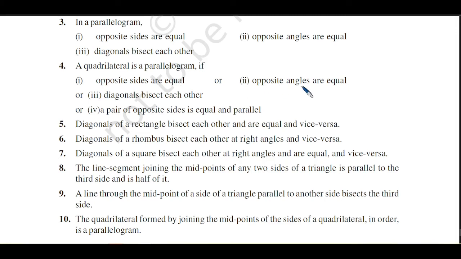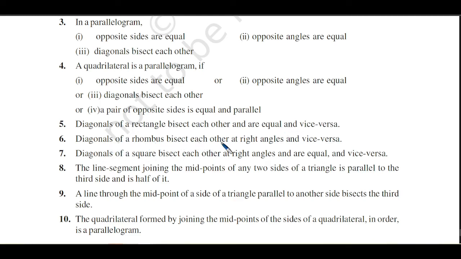If you show that opposite angles are equal, then it is a parallelogram. If you can show that diagonals bisect each other, then it is a parallelogram. Or if you can show a pair of opposite sides is equal and parallel, then also it is a parallelogram. Diagonals of a rectangle bisect each other and are equal. If the diagonals bisect, meaning divide into two, and they are equal, or vice versa.